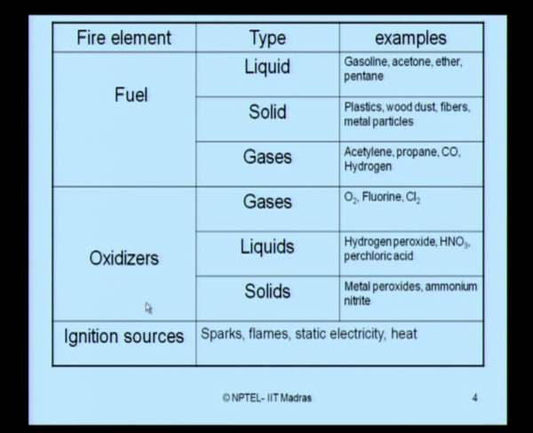Now, look at the oxidizers as a fire element. Again, they can be subclassified as solids, liquids or gases. Gases: oxygen, fluorine, chlorine. Liquids, examples can be hydrogen peroxide, HNO3 nitric acid and perchloric acid. If you look at solids, examples can be metal peroxides, ammonium nitrate, etc. If you look at ignition sources as one of the fire elements, then some examples are sparks, flames, static electricity, heat; all of these can be considered as ignition sources.